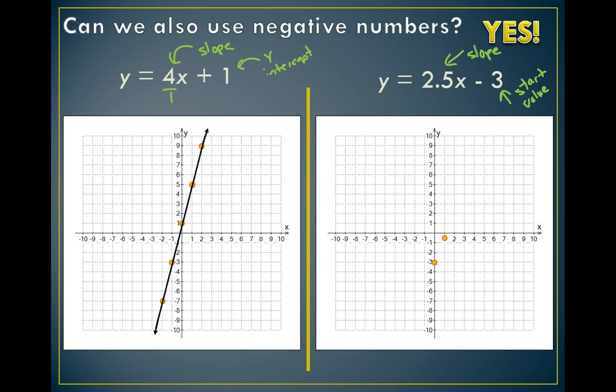Up 2.5. Halfway between -1 and 0. The nice thing about halves is the next one will be right on a point again. If you go up 2.5 again, it's right there. Go up 2.5 again, it's halfway between. 2.5 again, it's right there. So we don't want any crazy decimals, but some reasonable decimals aren't going to cause us too much of a problem.